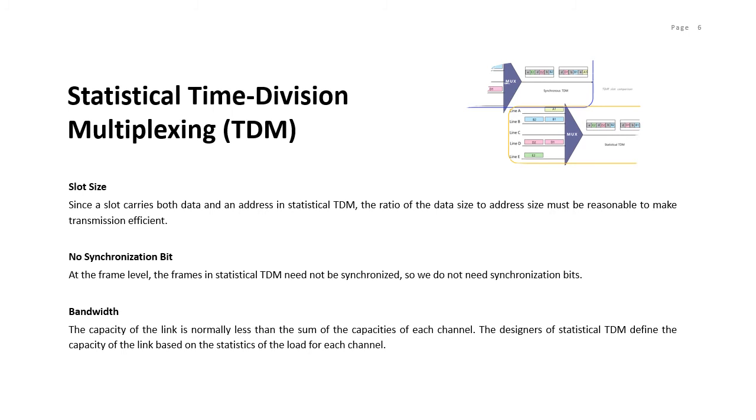In terms of the bandwidth, in statistical TDM, the capacity of the link is normally less than the sum of the capacities of each channel. The designers of statistical TDM define the capacity of the link based on the statistics of the load for each channel. If on average only 80% of the input slots are filled, then the capacity of the link will reflect this. Of course, during peak times, some slots may need to wait.